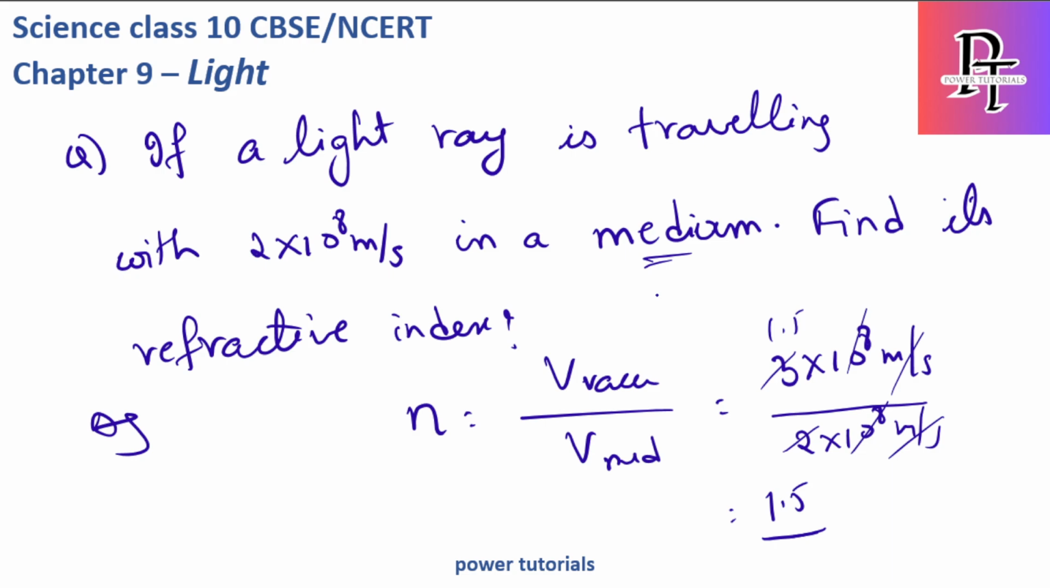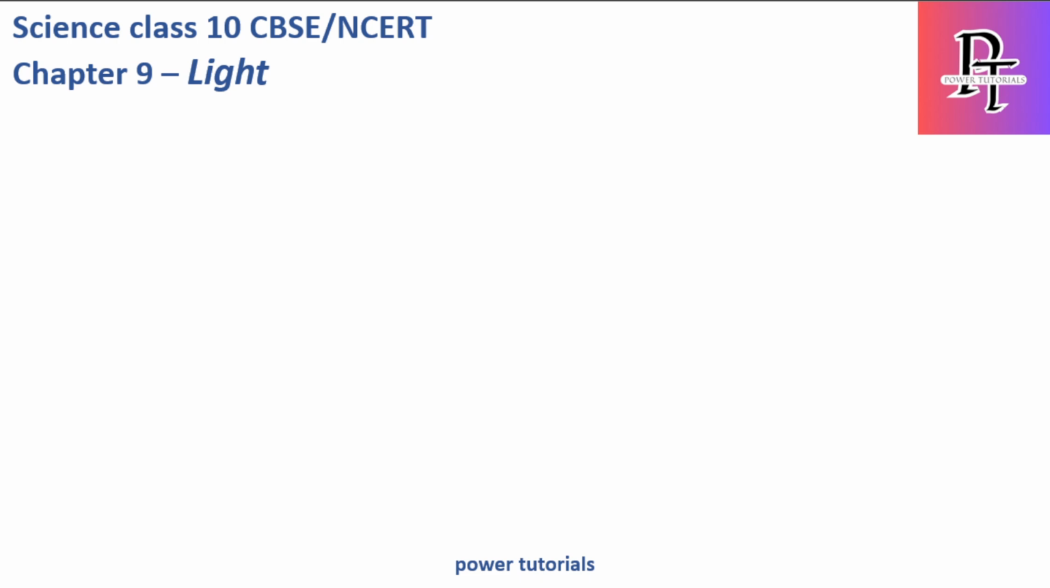Okay, so refractive index will not have any units. Why? Because both the units get cancelled out and we will have only a number. It can be a decimal as well. Okay, so I am concluding this video where I have covered the topics related to refraction.